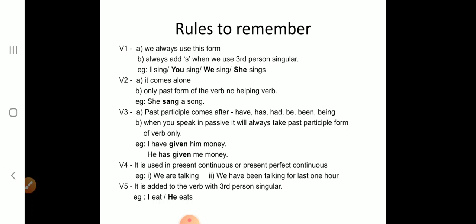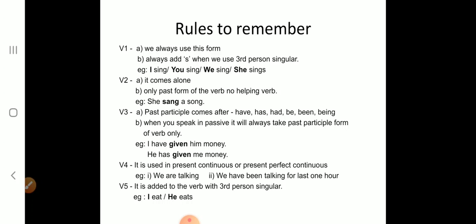In V2, it comes alone. Only the past form of the verb is used and there is no helping verb. For example, she sang a song. Sang is the past form of the verb sing and there is no helping verb that is used along with the V2 form of verb.